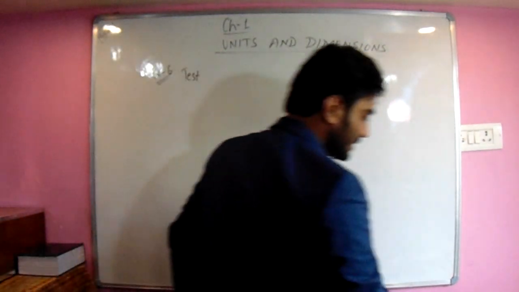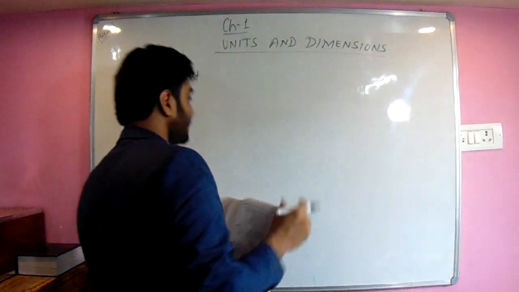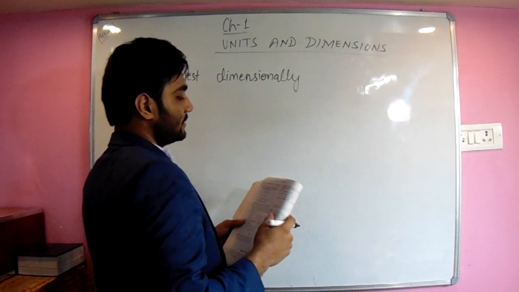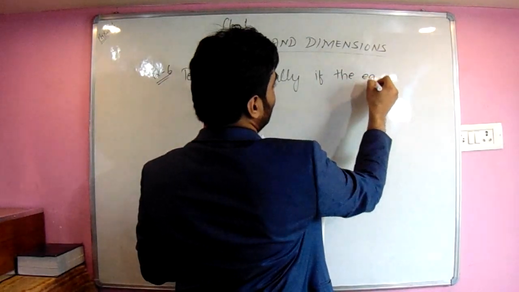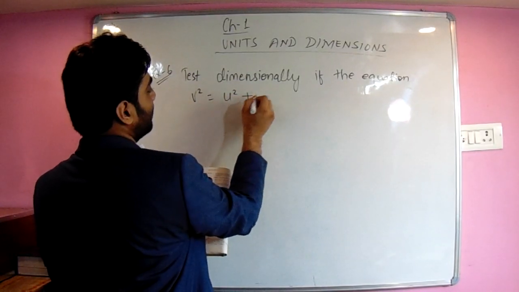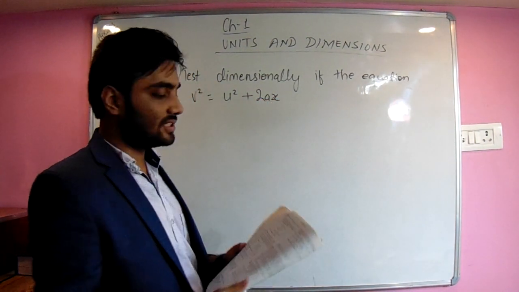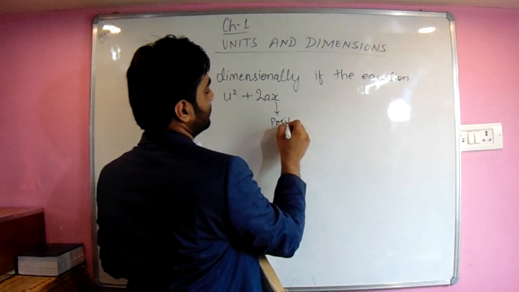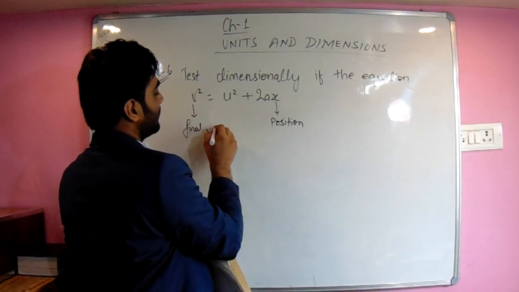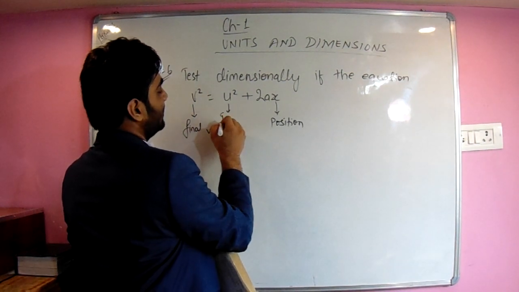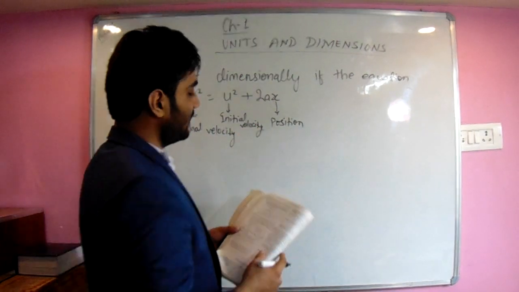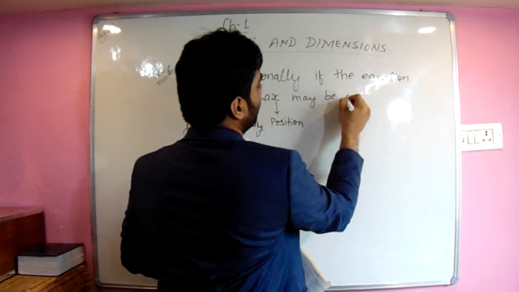Test dimensionally. Page number 8. Test dimensionally if the equation v square equals u square plus 2ax, where x is the position, v square is the final velocity and u square is the initial velocity, may be correct.